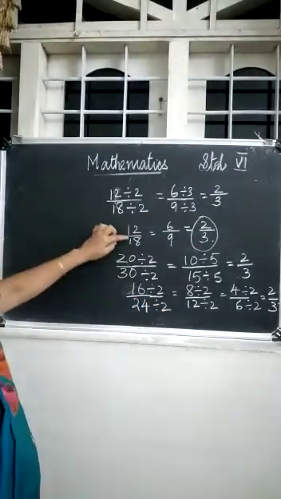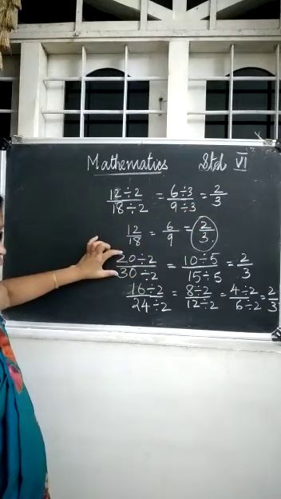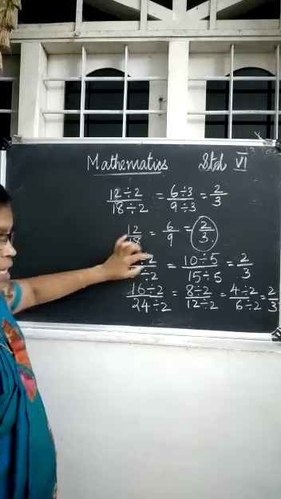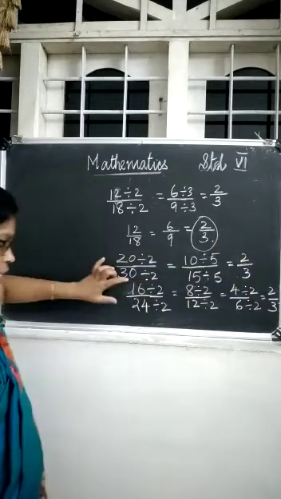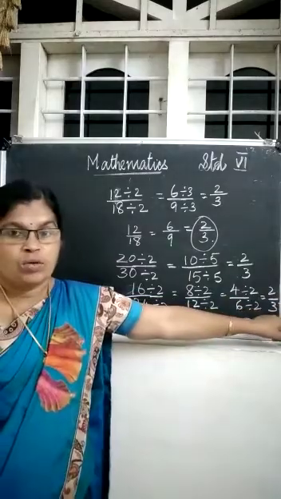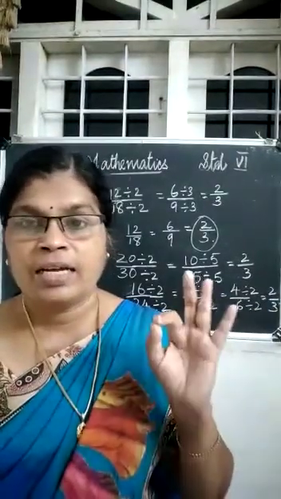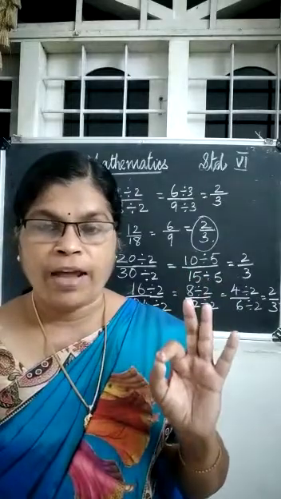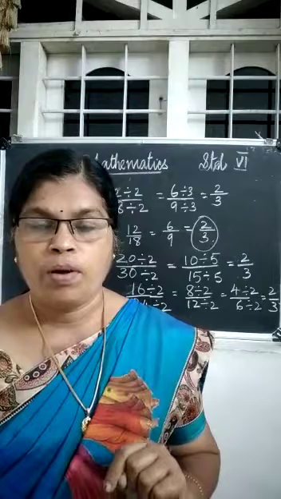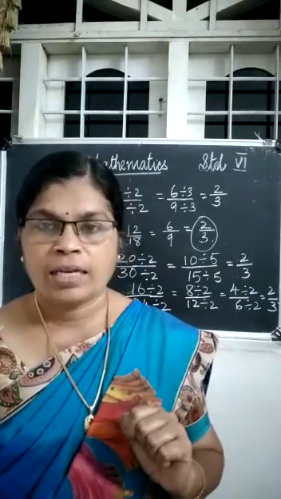So 12 by 18, the standard form is 2 by 3. Here also, the standard form of 20 by 30 is 2 by 3. In 16 by 24, the standard form is 2 by 3. So where we get the fraction with a common factor 1, that fraction is called the simplest form or simplified form or the standard form of the given fraction.